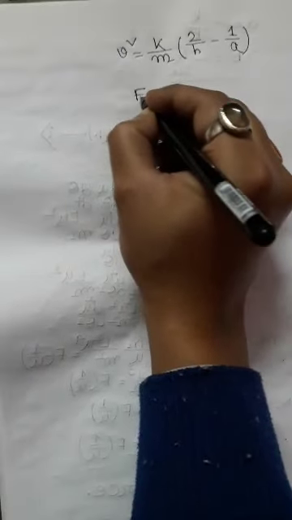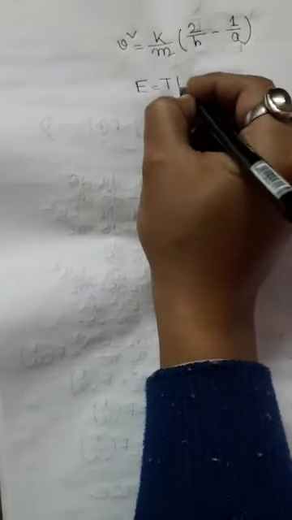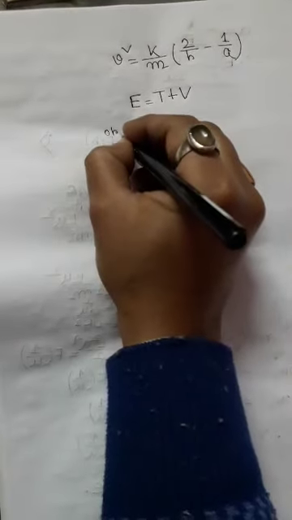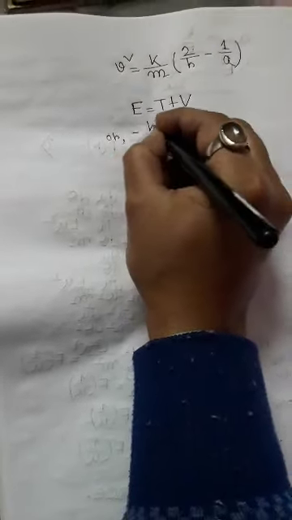So if a particle moves under the influence of an inverse square attractive force, then its velocity can be written in this form: v square equal to k by m into 2 by r minus 1 by a. How can we prove it? Simply, we know that total energy is nothing but kinetic energy plus potential energy. Now in the case of an elliptical orbit, we have already proved that the total energy is minus k by 2a.